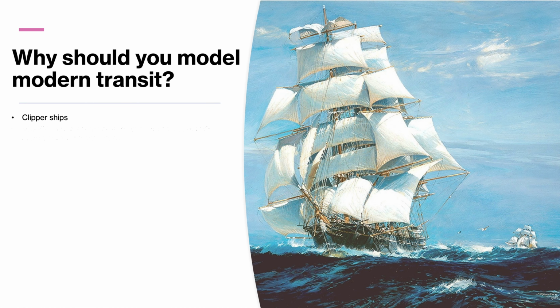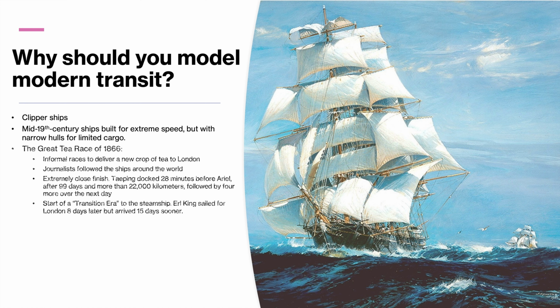Clipper ships. Clipper ships were a mid-19th century sailing ship designed for extreme speed, but had limited cargo capacity because of their very narrow hulls. And the clipper ship era actually culminated in the Great Tea Race of 1866, an informal race between 6 different clipper ship shipping companies. Journalists would follow the ships around the entire world. It was very big news of the day, and there was an extremely close finish.